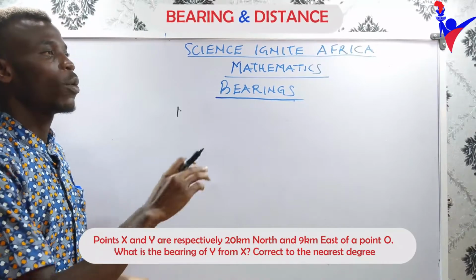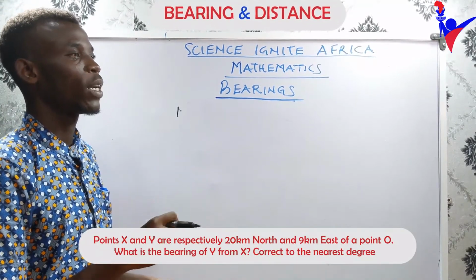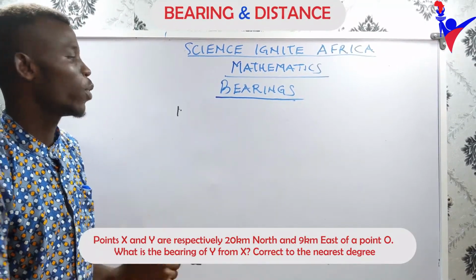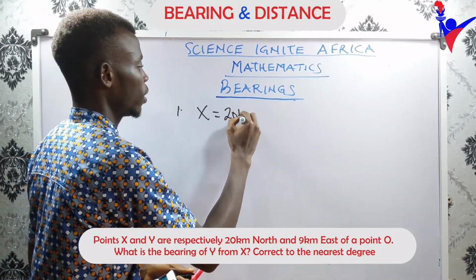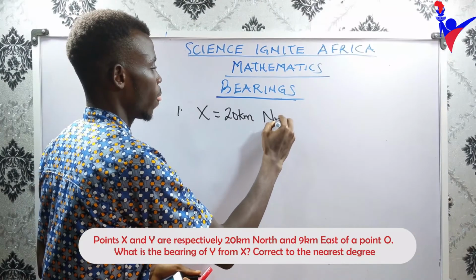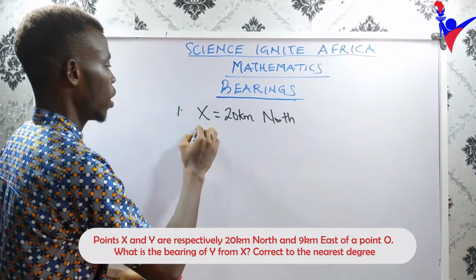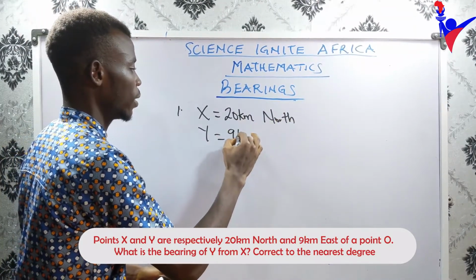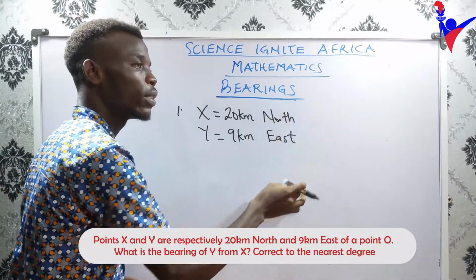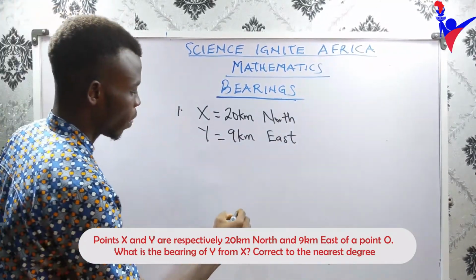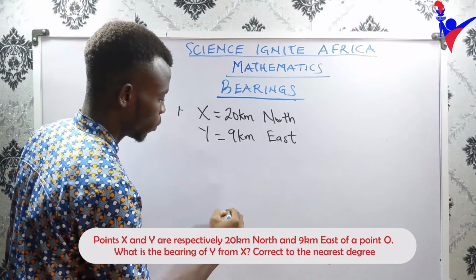First question. Points X and Y are 20 km north and 9 km east of point O. Point X is 20 km north and Y is 9 km east. These take their measurements from point O. This is point O here.